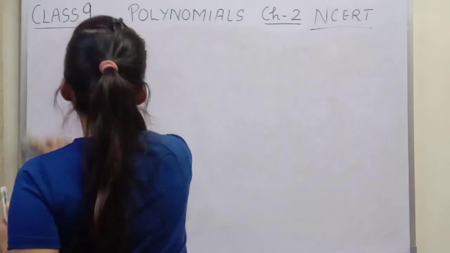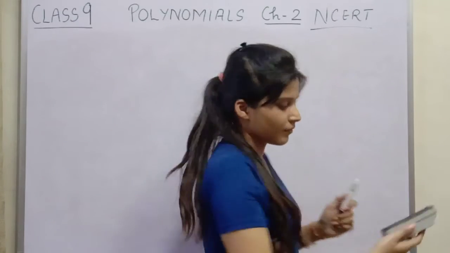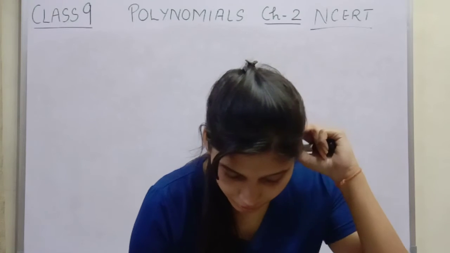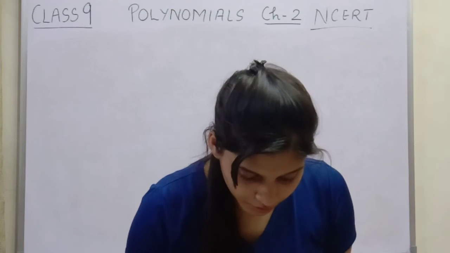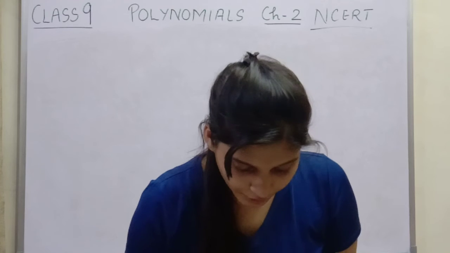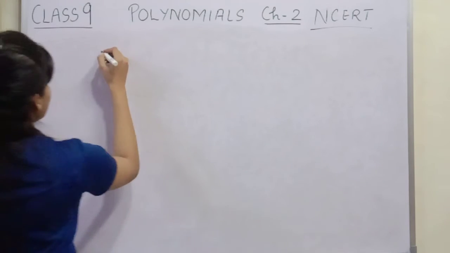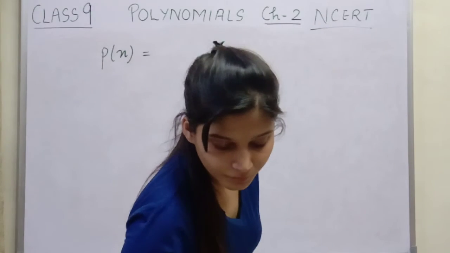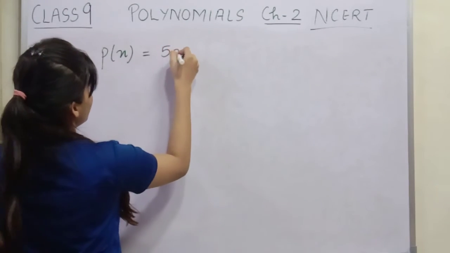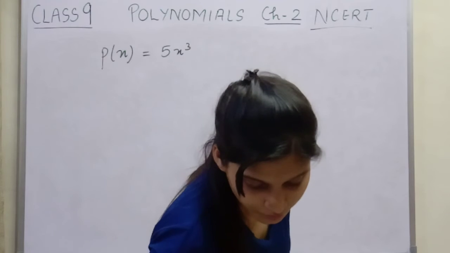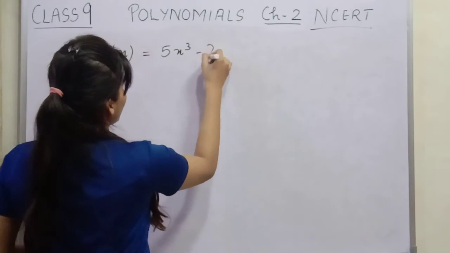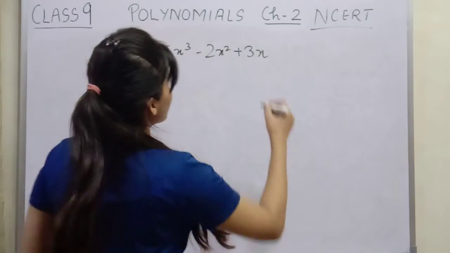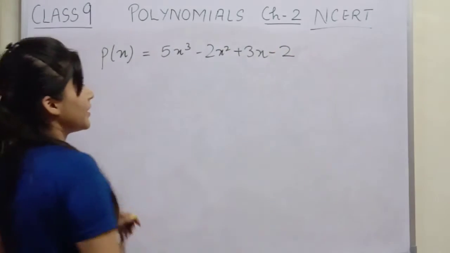Okay, so we have p(x) equals to 5x cube minus 2x square plus 3x minus 2. ये हमारे पास एक polynomial है, right?